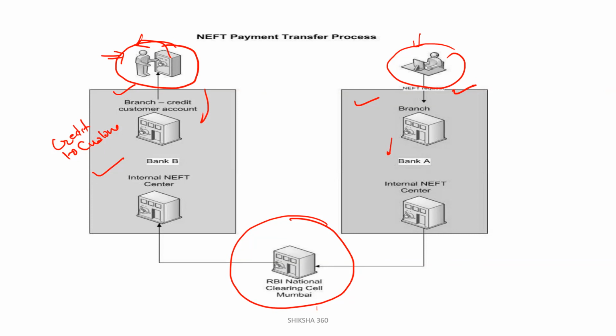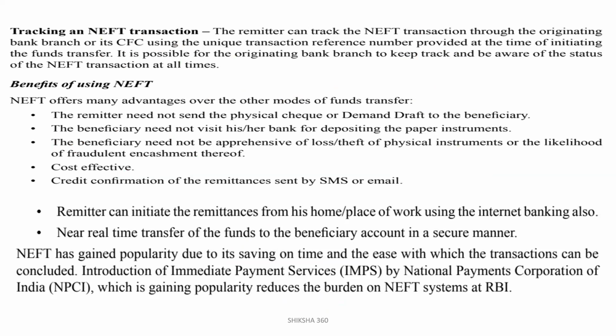Now we have to move to the next point. Tracking a NEFT transaction. Clear how we have to track the NEFT transaction? The remitter can track the NEFT transaction through the originating bank branch or its IFSC using the unique transaction reference number. Clear? Basically, when the bank initiates the NEFT transaction, you will get the unique transaction reference number through the messages provided at the time of initiating the fund transfer. It is possible for the originating bank branch to keep track and be aware of the status of the NEFT transaction at all times.